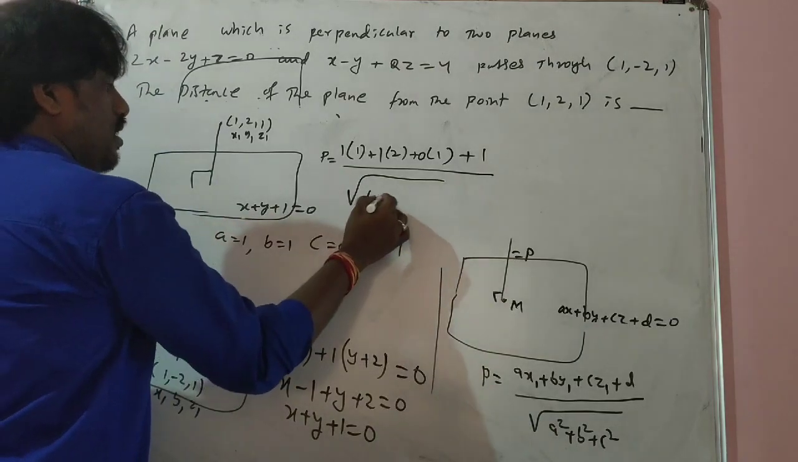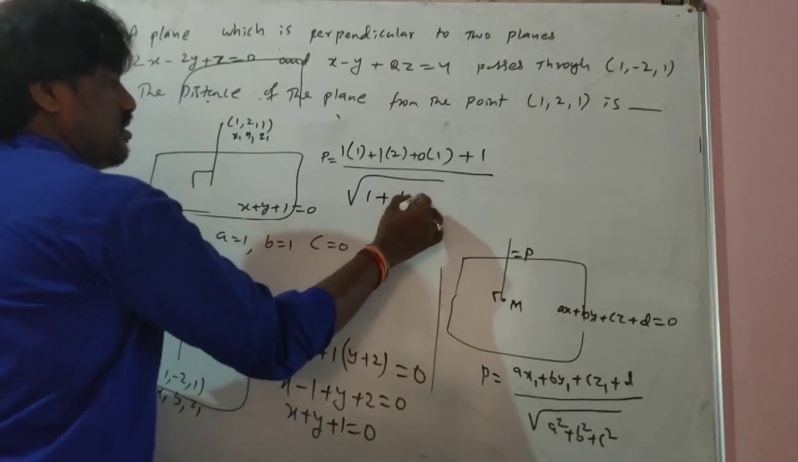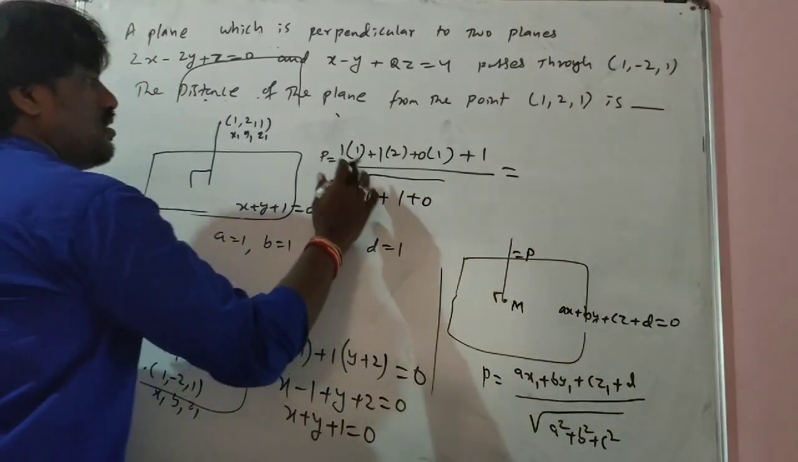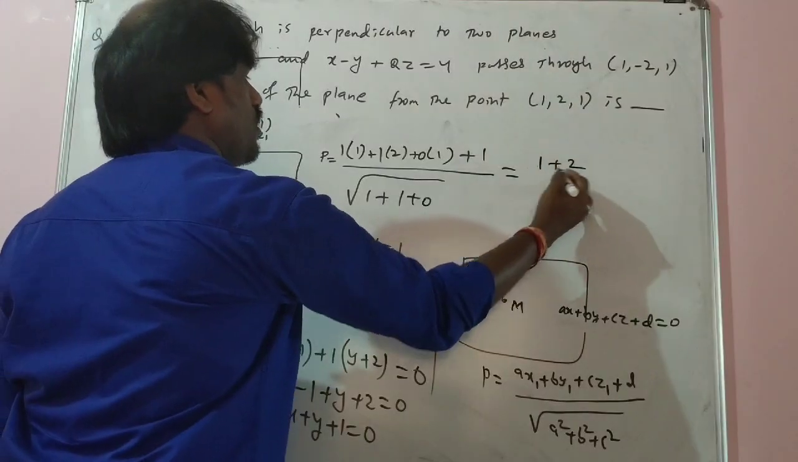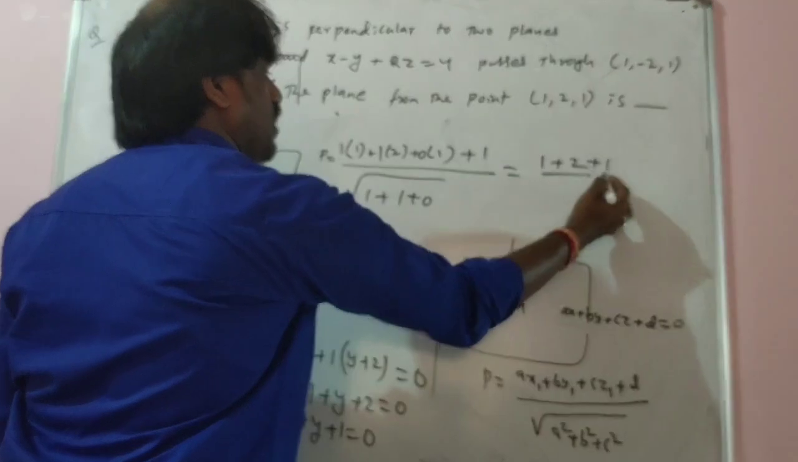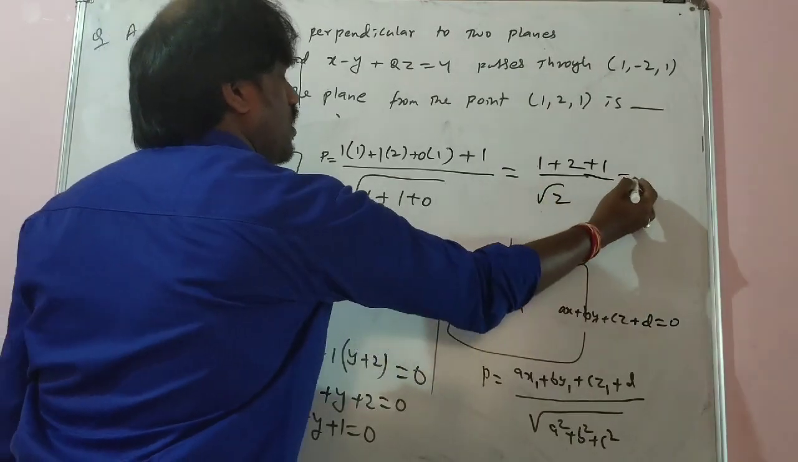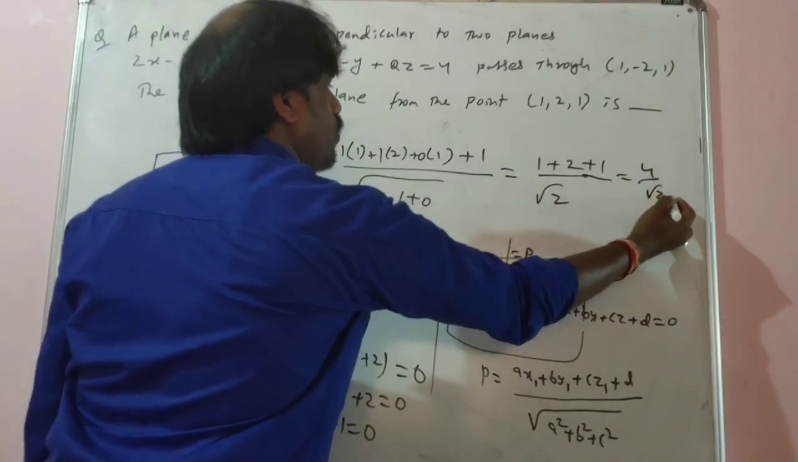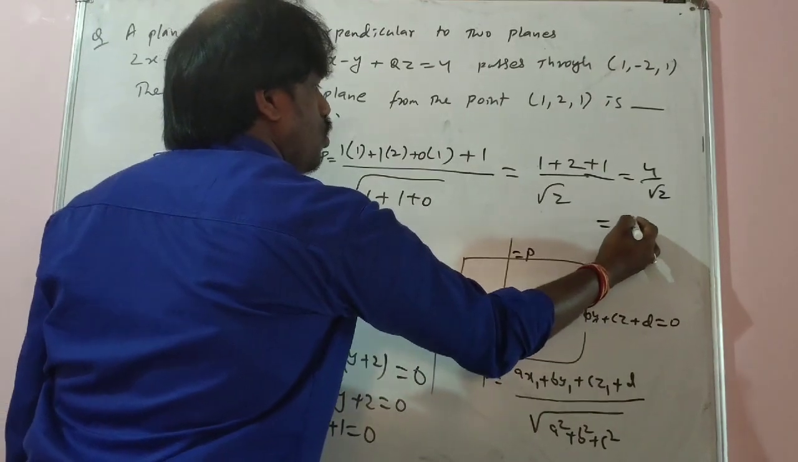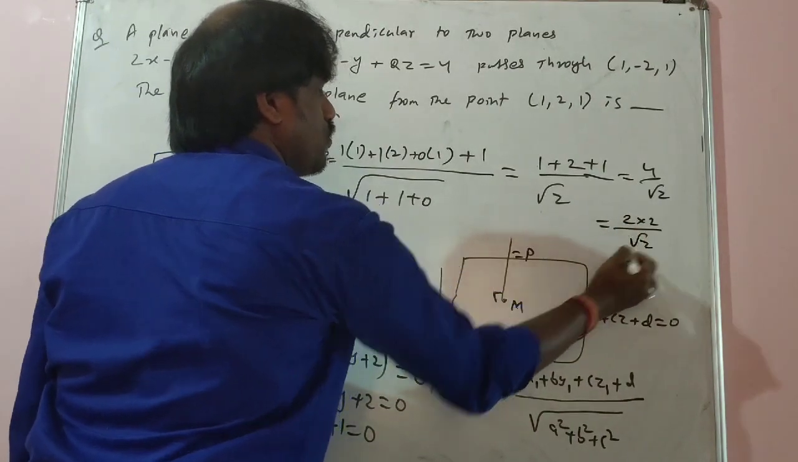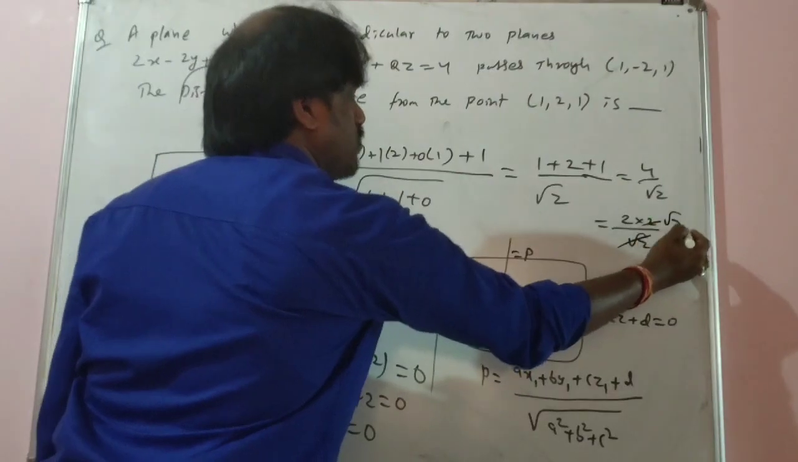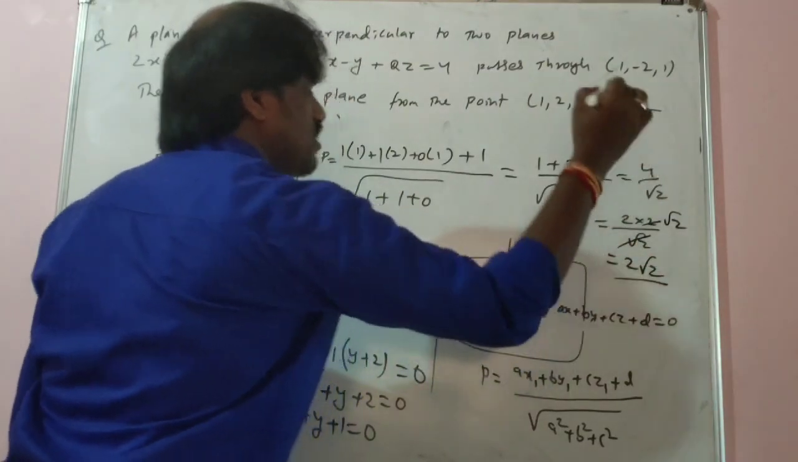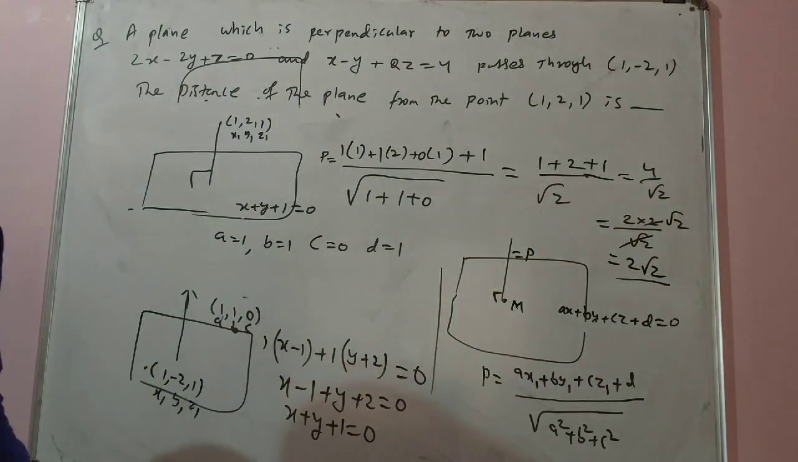A square is 1, b square is 1, plus c square is 0. So the answer is 1 ones are 1, plus 2 ones are 2, plus 1, upon square root of 2. That I am going to get as 4 upon root 2. That is, I am going to get 2 into 2 upon root 2. So we can cancel root 2 with root 2. So the answer is 2 root 2.